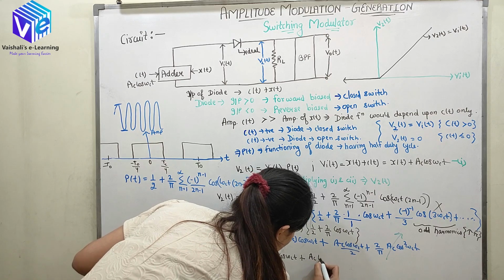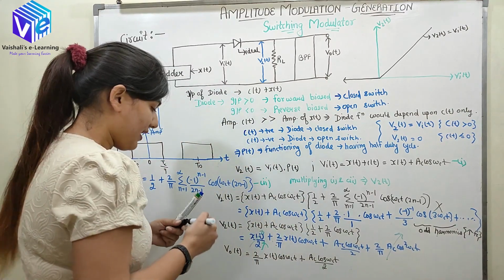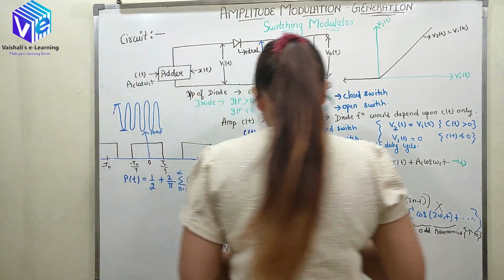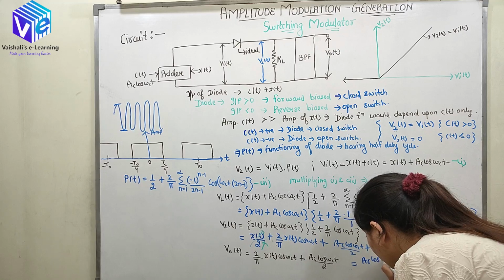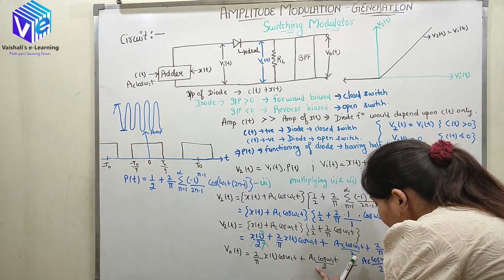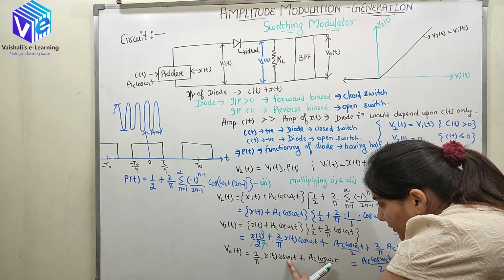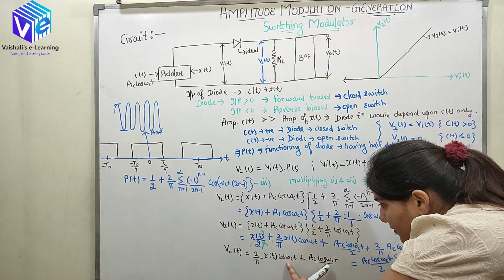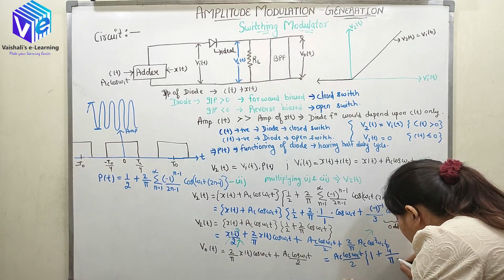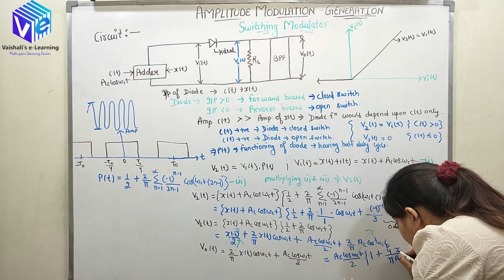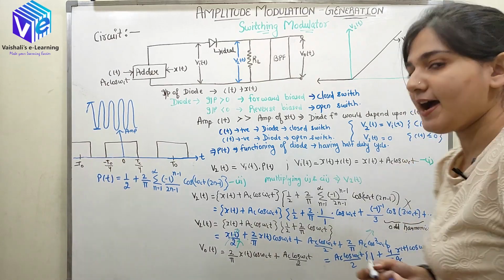plus AC cos omega ct upon 2. So now if I take the common AC cos omega ct upon 2, from here I am left out with 1. Here I took the cos omega ct common, so I am left out with 4 upon pi AC into xt cos omega ct. So this is my output voltage.